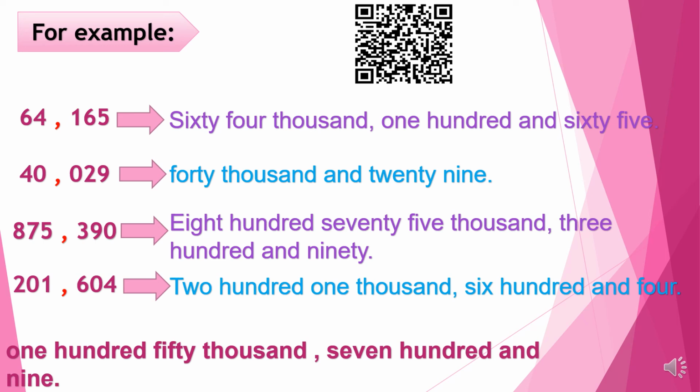Here, a number in word form. Let's write it in standard form. 150,000. Read with me. 150,709. When we see the word thousand, what should we do? Put a comma. Okay, 150,000. So when we reach the word thousand, put a comma. 150,709.